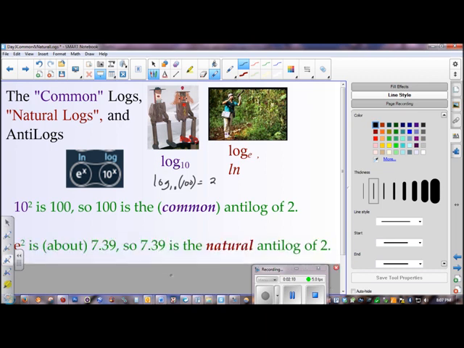If I take the constant e and I square it, I raise it to the second power, I get about 7.39. It's irrational, so we'll just round it off. Then I say 7.39 is the natural antilog of 2. So the number that appears in the argument would be the antilog when you set it up with that logarithmic form.